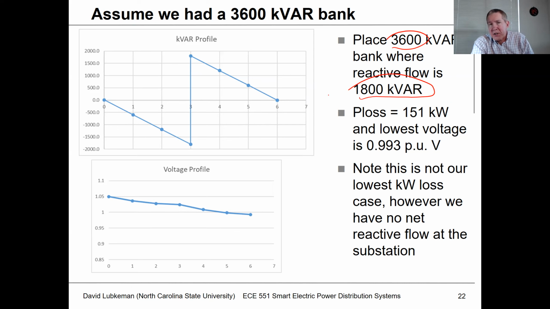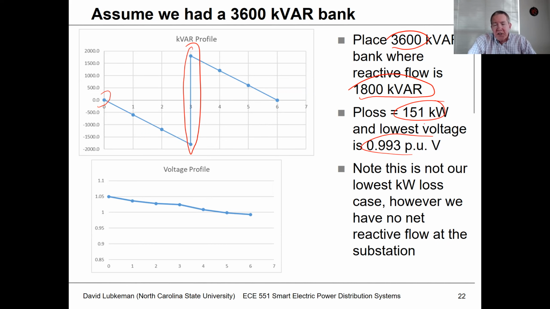So where does that actually occur in the circuit we were looking at before? Well, it actually occurs at the middle of the circuit, right? So basically I plop this 3600 kVAR bank right in the middle where I have 1800 kVAR flow. You can see what this is doing is our bars from the substation go to 0. And what we have for performance in this case is 151 kW, where the lowest voltage in this situation is going to be 0.993.